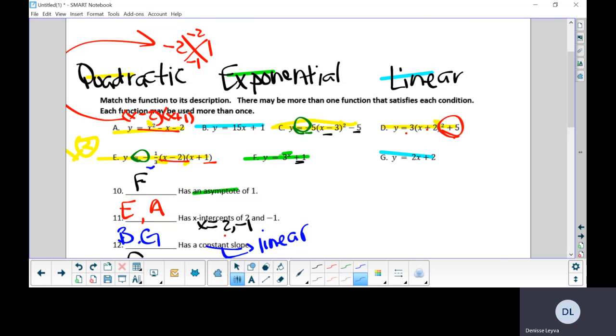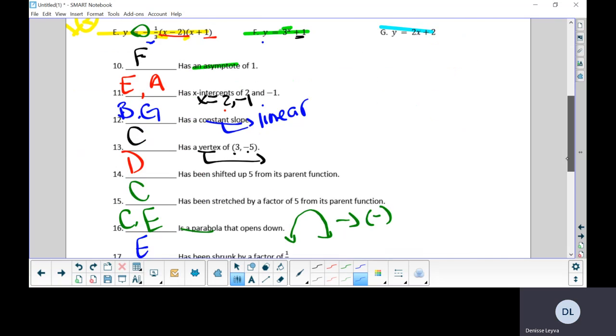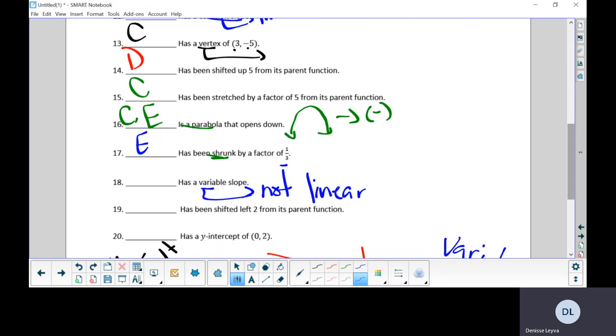So any single function that is not linear up top, you would have that as your answer. In this case, it would be A, E, C, F, and D. Anything that is not blue. So I'm going to go ahead and write that down. It is A, C, D, E, and F.